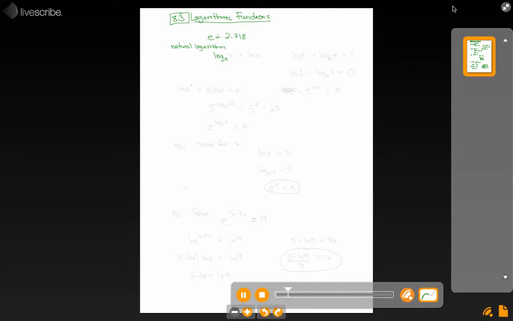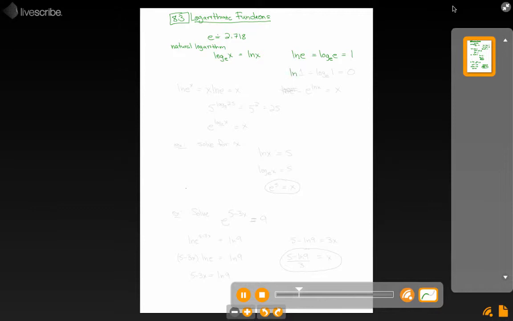So if I do log base e of x, they usually will write that as ln x. Natural log is done so often that it has its own little abbreviation. So if I said, what's ln of e? Really what I'm saying is log base e of e. So in other words, e to the power of what equals e, and the answer to that would be 1.